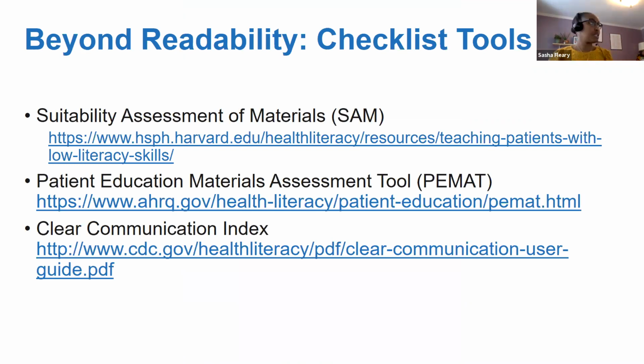Before we end, I just wanted to share there are some resources. The first one is a downloadable book. And then the other two are also very hefty documents on getting materials in a format that is accessible to people of all health literacy levels.